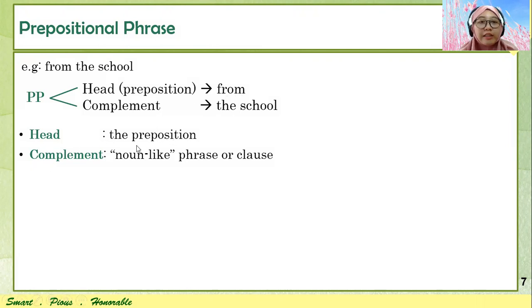So the head is always in form of a preposition, and the complement should be a phrase or a clause that is like a noun. Jadi it should be a noun. It can be a noun phrase or a clause that looks like a noun.